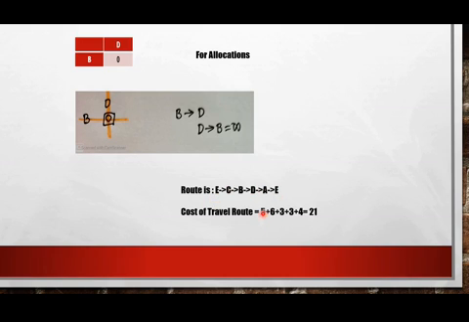E to C is 5, C to B is 6, B to D is 3, D to A is also 3, A to E is 4. So 5 plus 6, 11, 11 plus 3, 14, 14 plus 3, 17, 17 plus 4, 21. So the setup cost for the sequence of items manufacturing, that is, the sequence is E, C, B, D, A, and lastly E again. So for this setup, the cost is 21 rupees.